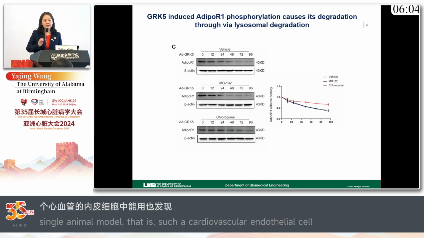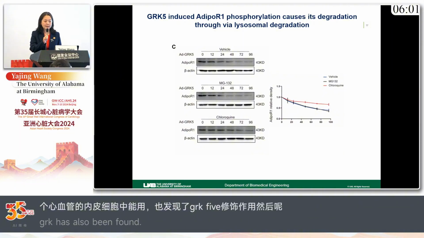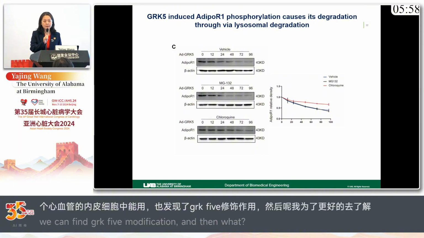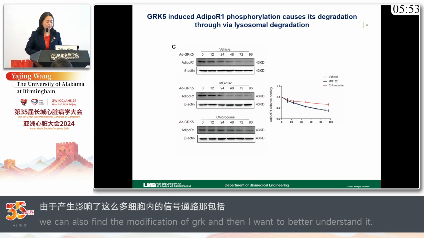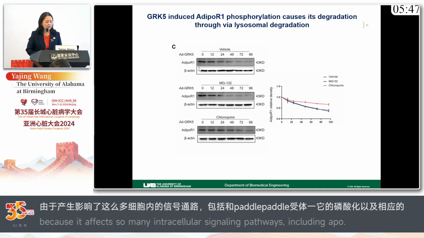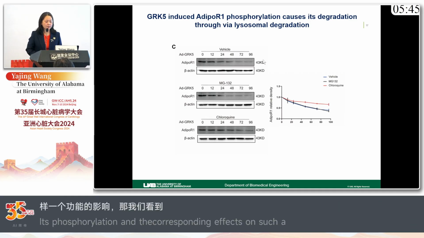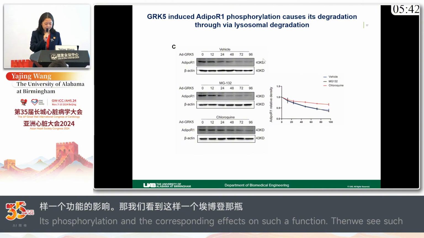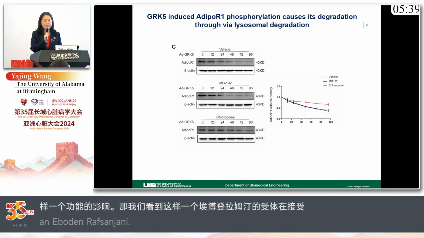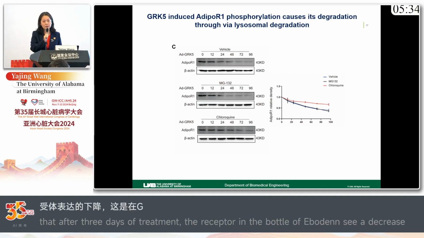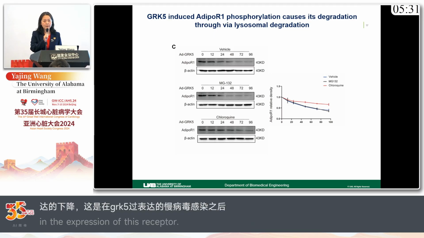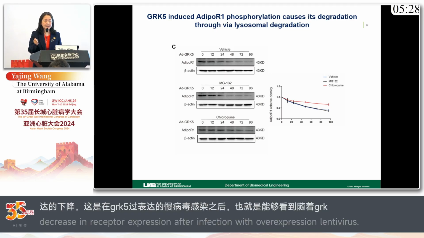And then to better understand how they affect so many signalings, how they influence adiponectin receptor phosphorylation, and how it influences the adiponectin protective role, we gave expressed GRK5 and measured the adiponectin receptor. We found that after 3 days, the adiponectin receptor levels started dropping. That means after a receptor was phosphorylated by GRK5, its expressed level starts to drop. This makes adiponectin resistance. They cannot protect the endothelial cell anymore.